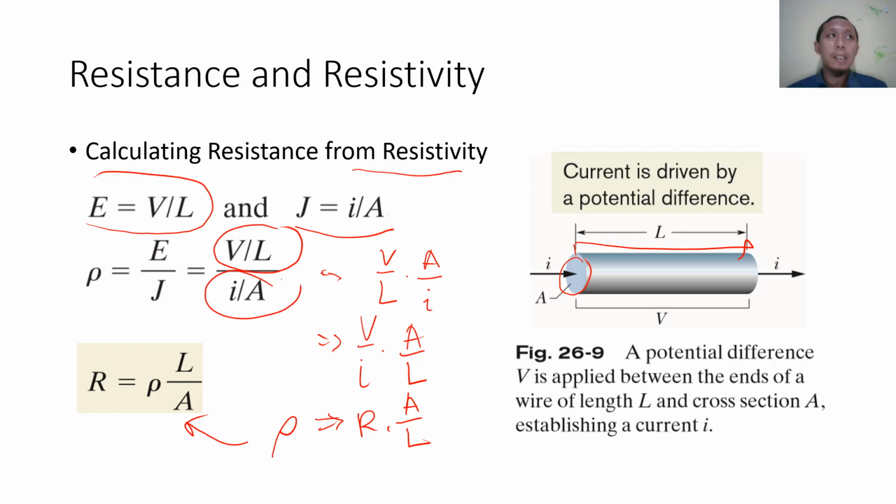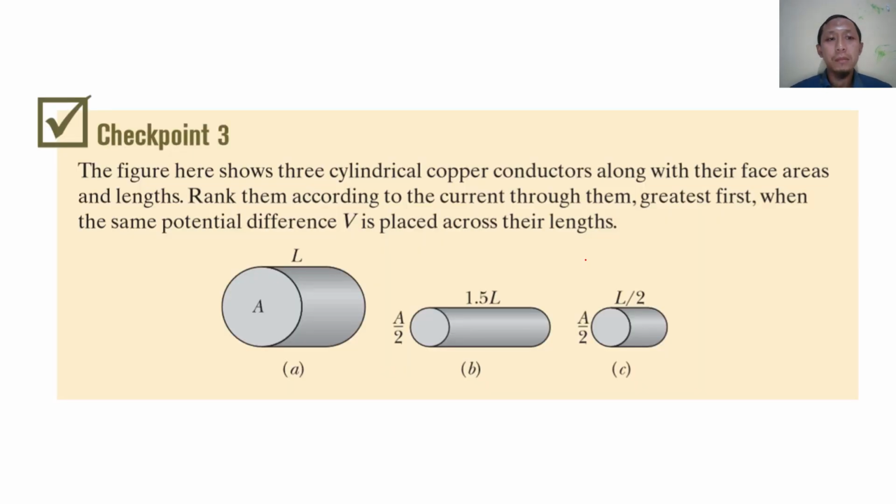So we can easily calculate R if we know the material resistivity, the length, and the area of the material. In checkpoint 3, the figure shows three cylindrical copper conductors with their phase, area, and length. Rank them according to the current through them, greatest first, when the same potential difference V is placed across their length. So, what is the greatest current through these conductors?